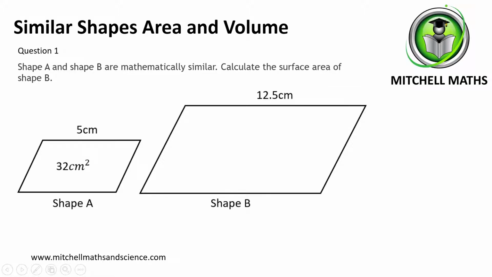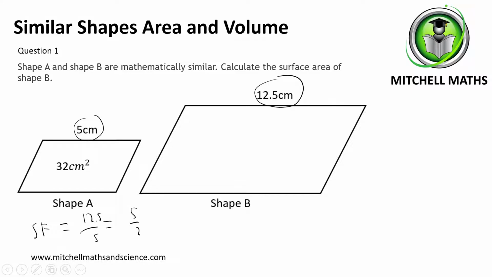Let's have a look at a question. Shape A and shape B are mathematically similar. Calculate the surface area of shape B. We've got the lengths and we need to find an area. First thing I'm going to do is find out the scale factor for the lengths. Well, 5 and 12.5 centimetres, those sides are proportional. So scale factor is equal to 12.5 divided by 5, which gives us 5 over 2 or 2.5, whichever way you like to do it.